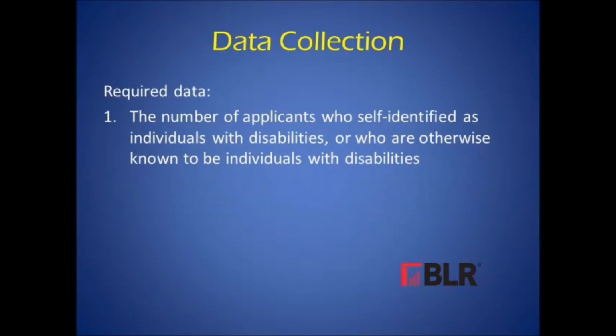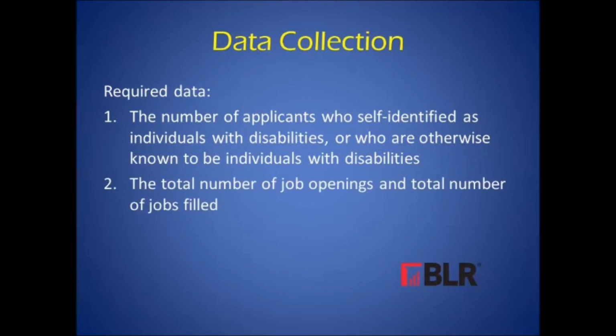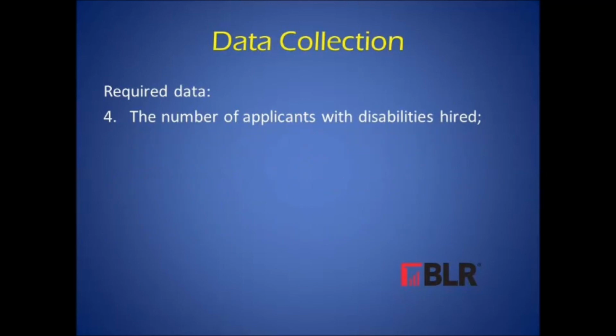The required data is, first, the number of applicants who self-identified as individuals with disabilities or who are otherwise known to be individuals with disabilities. Second, the total number of job openings and the total number of jobs filled. The total number of applicants for all jobs. The number of applicants with disabilities hired. And finally, the total number of applicants hired.